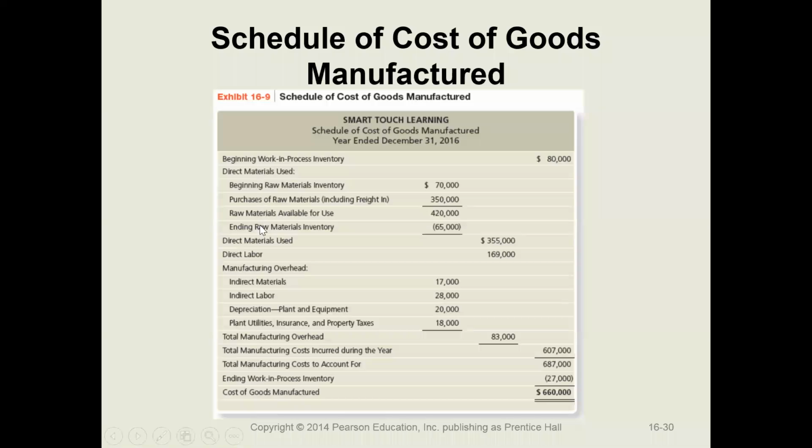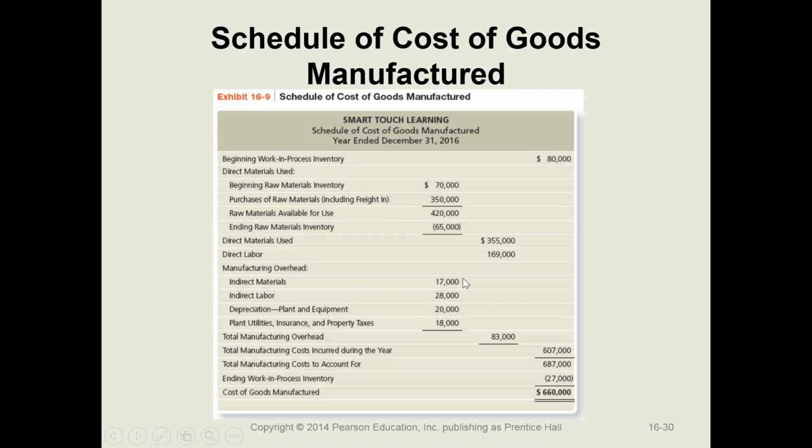Then you add the direct materials used, and you need to calculate the amount of direct materials used by taking the beginning raw materials inventory, adding the purchases of raw materials, including the freight, subtracting ending raw materials inventory. That gives us direct materials used. Okay. Then we add direct labor. Generally, the direct labor is given to you as a single amount.